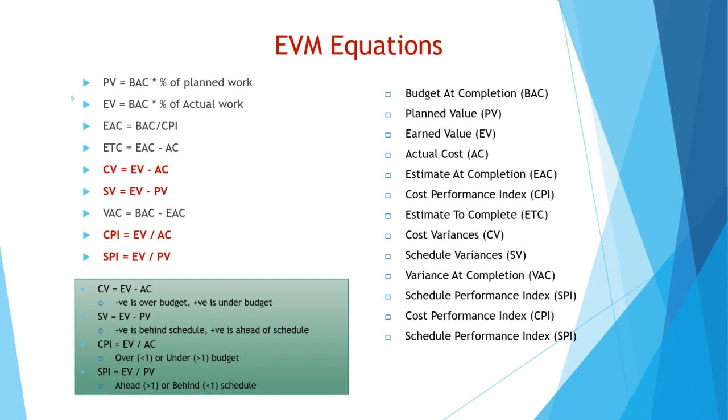Cost performance index, if it is less than 1, over the budget, and greater than 1, it is under the budget. And schedule performance index, if it is greater than 1, it is ahead of schedule. Less than 1, then it is behind the schedule.